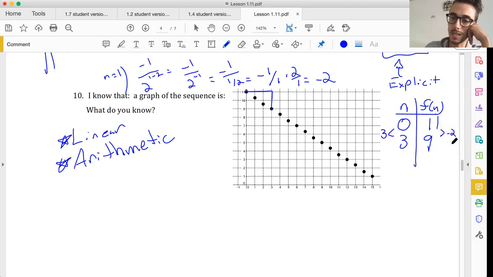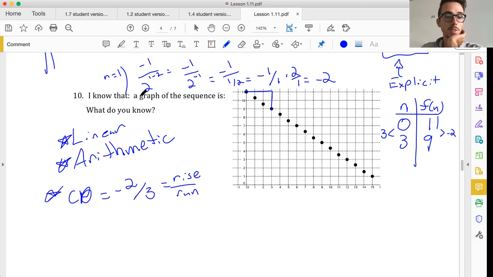So in this case, I could say that my common ratio is going to be this -2 over 3. Oh, sorry, common difference. Because we took our rise over our run, -2/3. So common difference. I know that I could keep this going and going. In words, I could say that the current is the previous, and then subtracting 2/3.